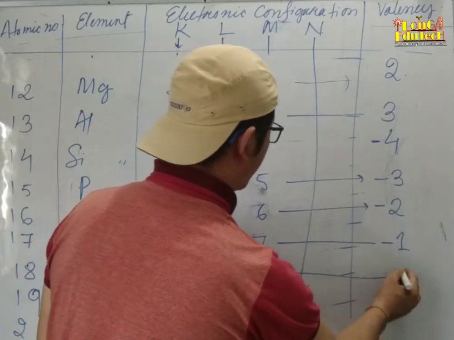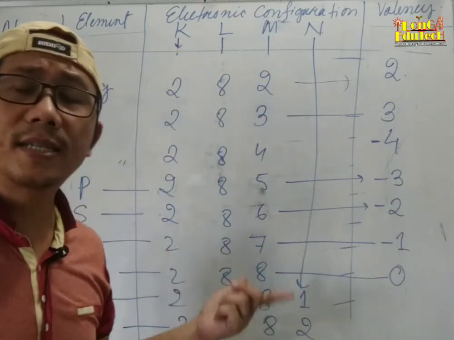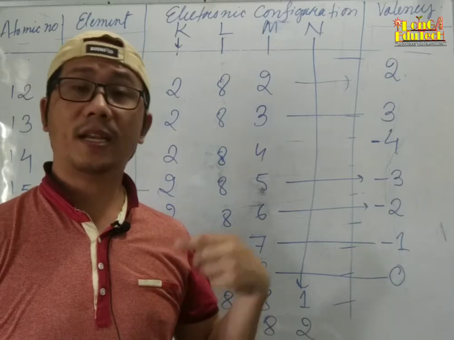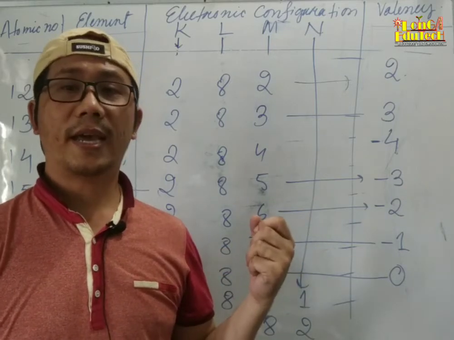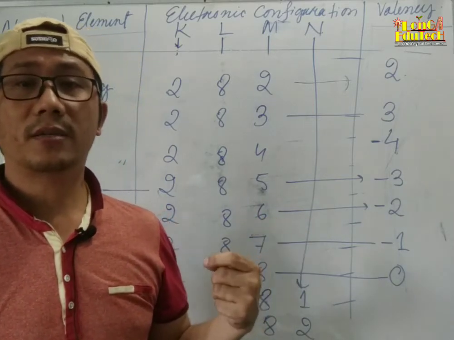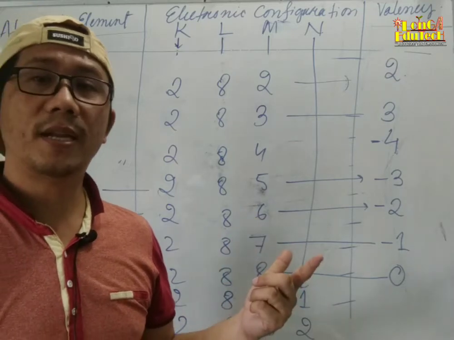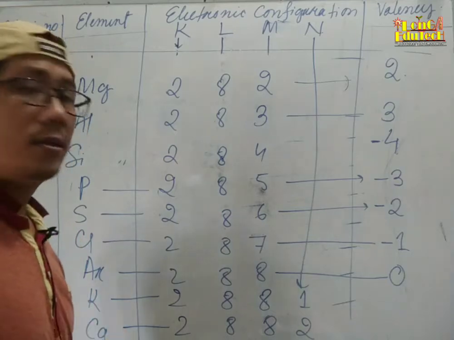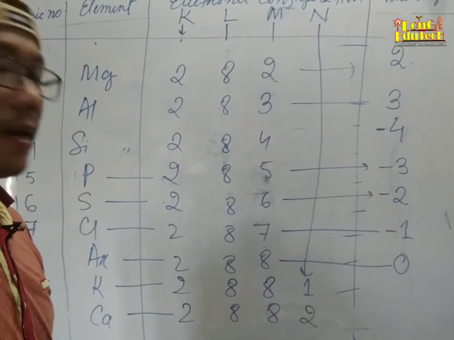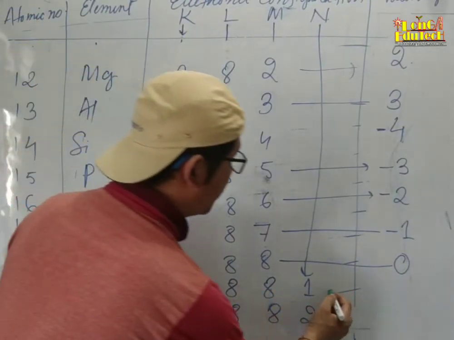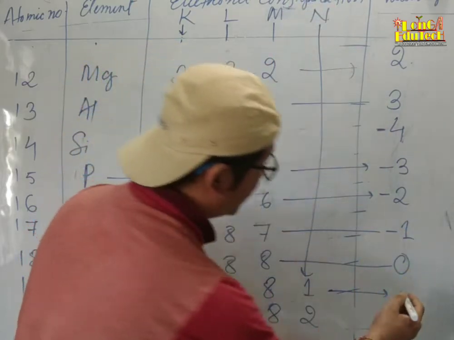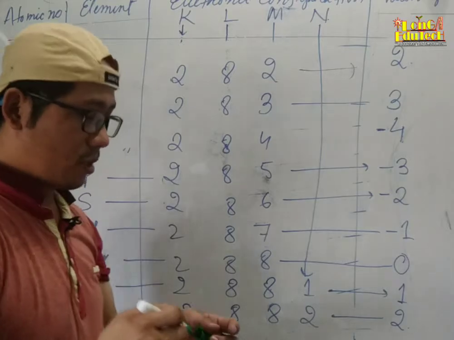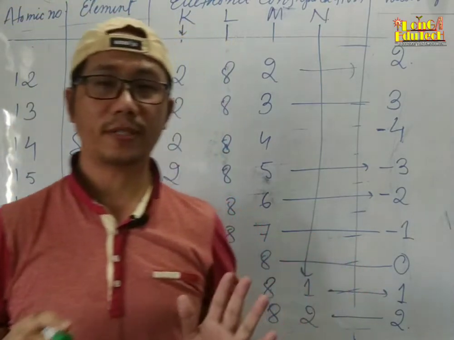And for this one, 8, 0. Why? Because they are stable. They already get stable. They will not give electrons to others, and they will not gain electrons from others also. That's why they already get stable, so its valency will be 0. Okay, fine. And the next down here comes to just 1. As we learn here, if you have the 1, then their valency will be 1. If it has 2, their valency will be 2. Okay, so this is all about electronic configurations.